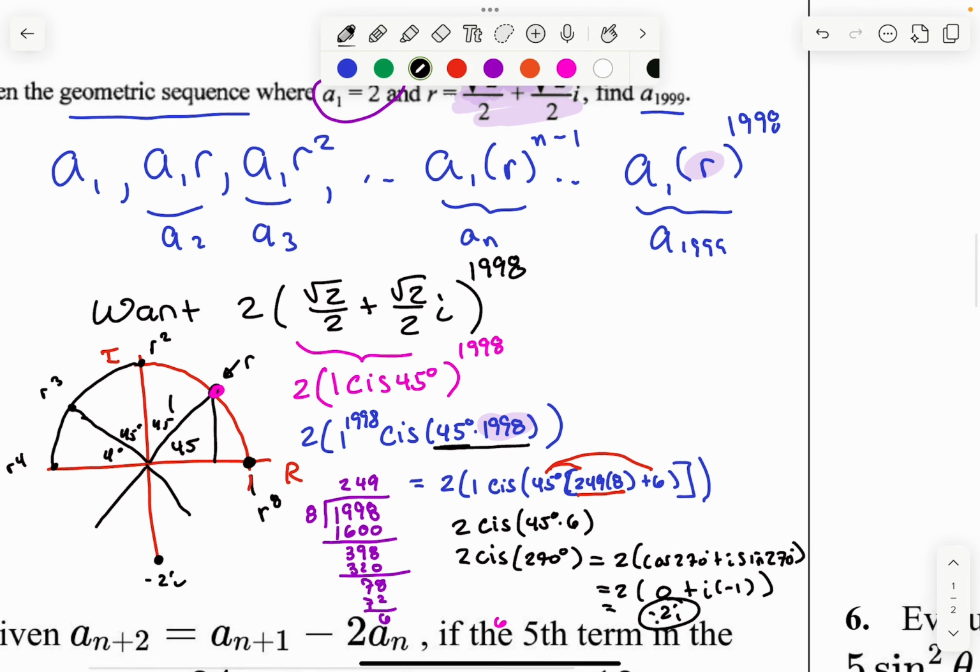So that's an interesting question, right? And again, most of the thinking had to do with figuring out how many multiples of 8 are in 1998, and then whatever's left, that's how many rotations of 45 degrees we get to.